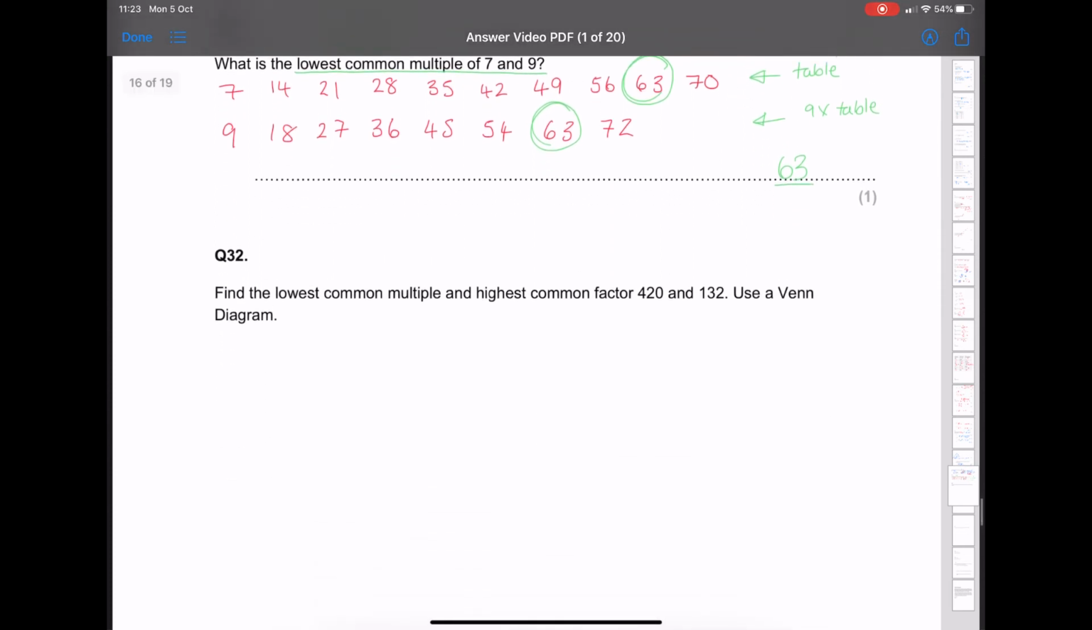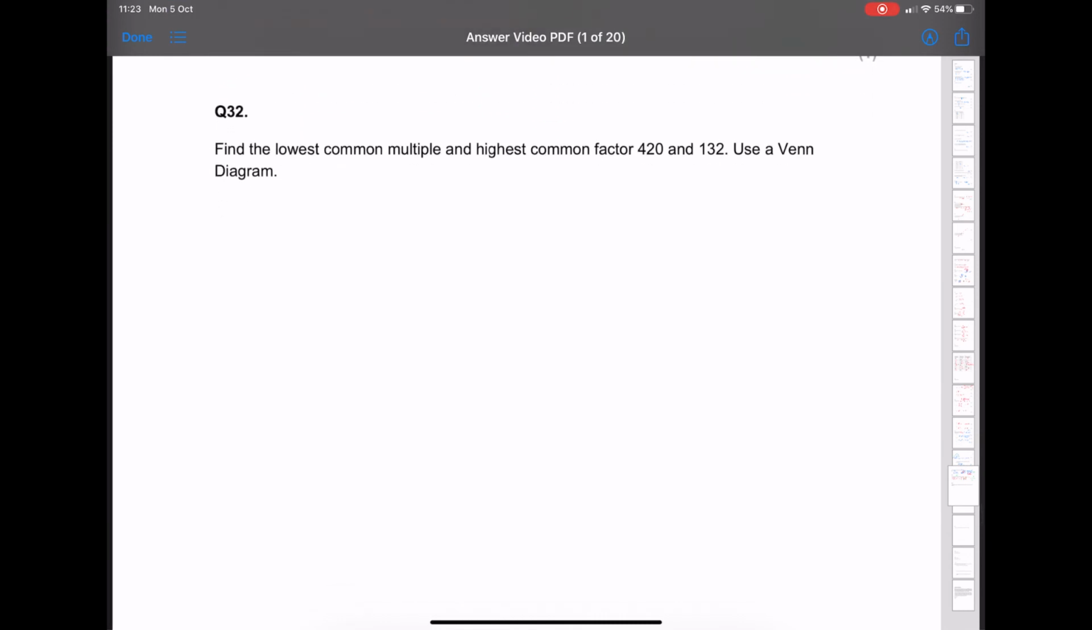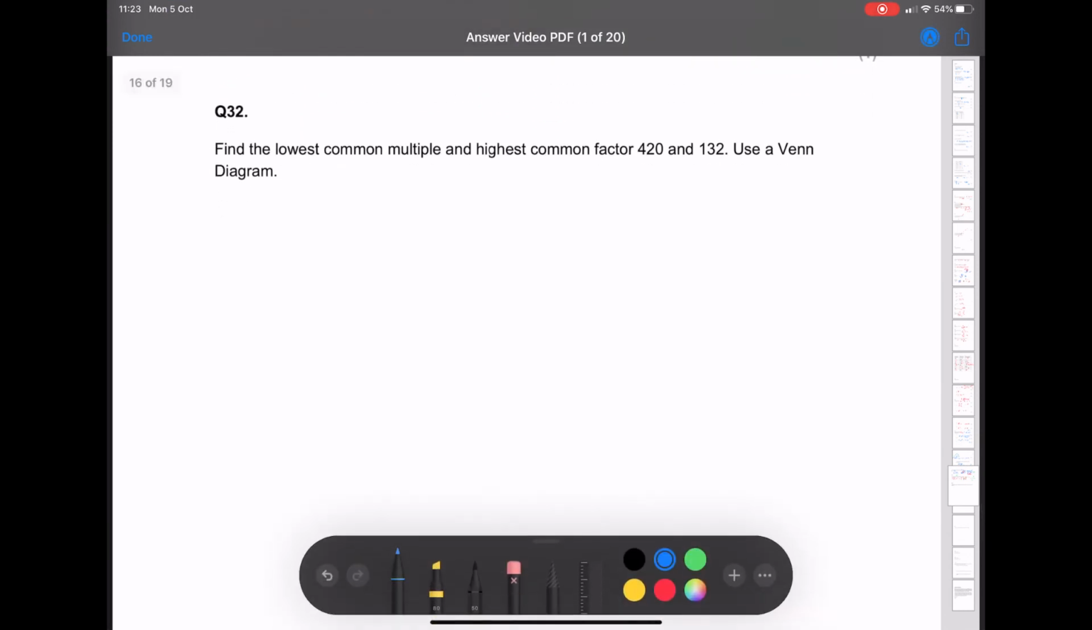Okay, so question 32 then. We're almost done. Now, people did find these quite tricky as well, but just take your time. Now, it says here to find the lowest common multiple and the highest common factor of 420 and 132. And it says to use a Venn diagram, which we didn't get a chance to do in class. There was so much we didn't get time to do.